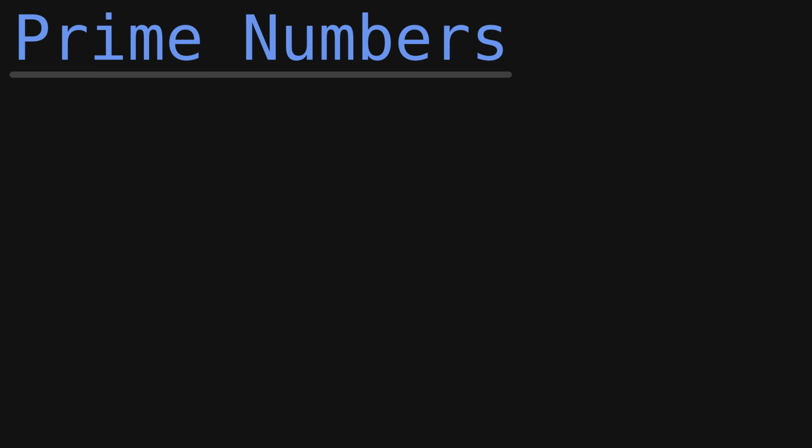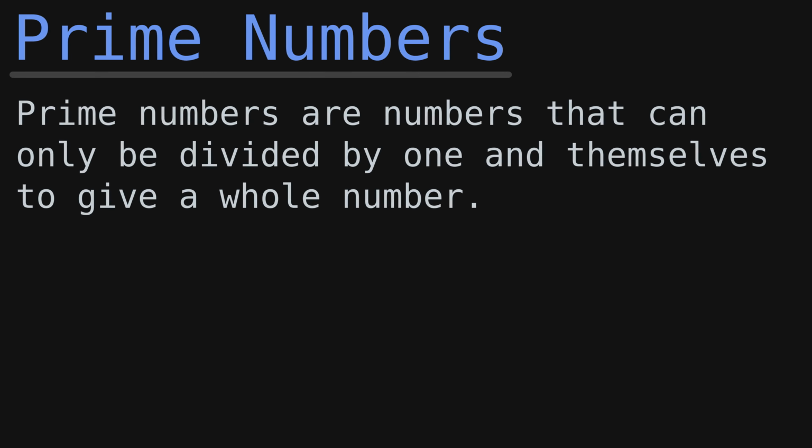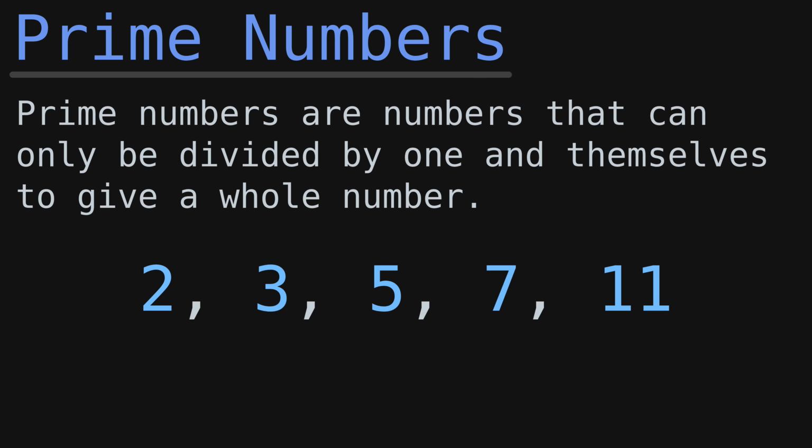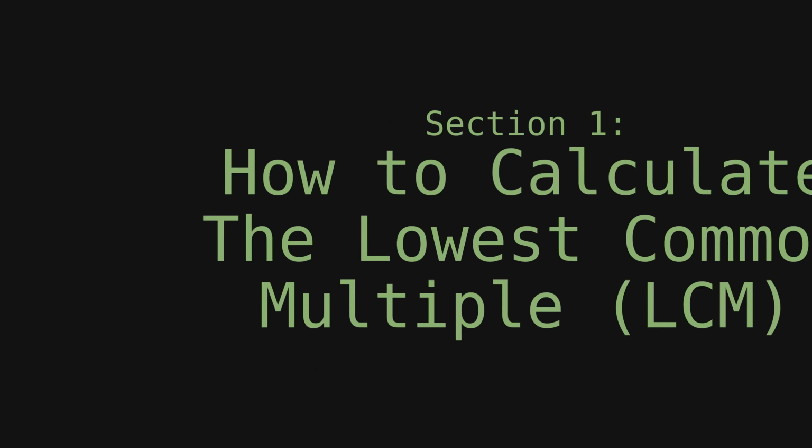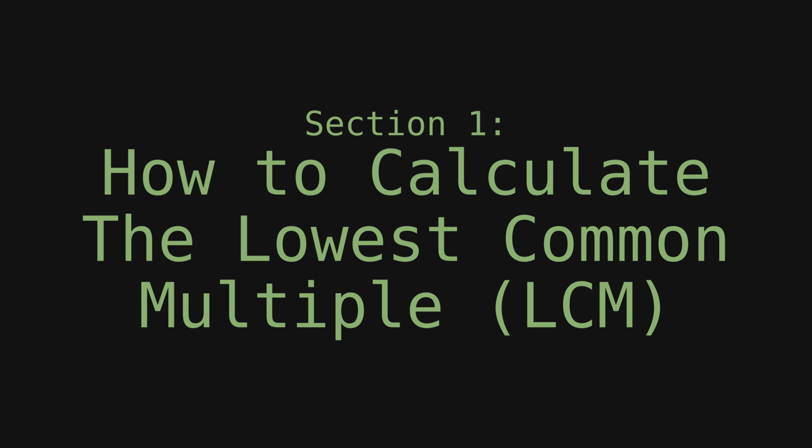Prime numbers are numbers that can only be divided by 1 and themselves to give a whole number. The first 5 prime numbers are 2, 3, 5, 7, and 11. As you can see, all of these numbers can only be divided by 1 and themselves to give a whole number. You may notice that 1 is not classed as a prime number, and this is because it is an exception.